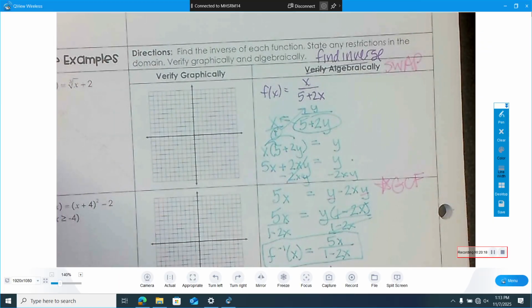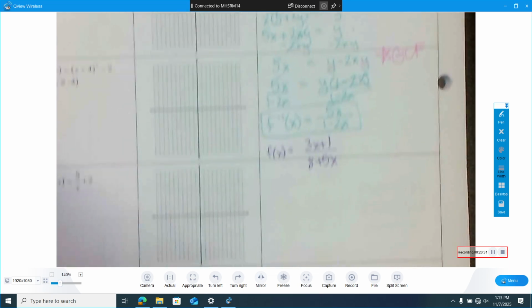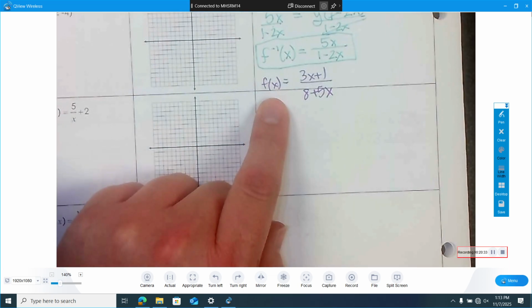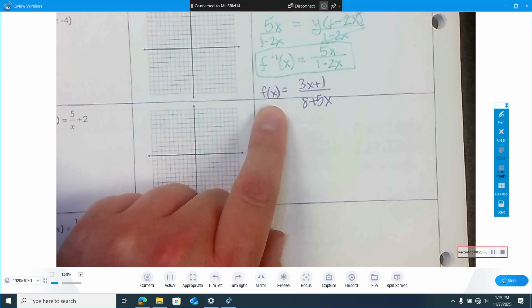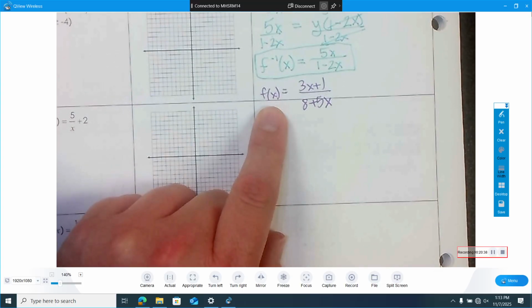Okay, you good with that? That's a lot of math. It's a lot. That is the answer. Knowing how to do this will be so helpful. So we're going to do one more for practice here. So here I have another. f of x equals 3x plus 1 over 8 plus 5x, sorry.